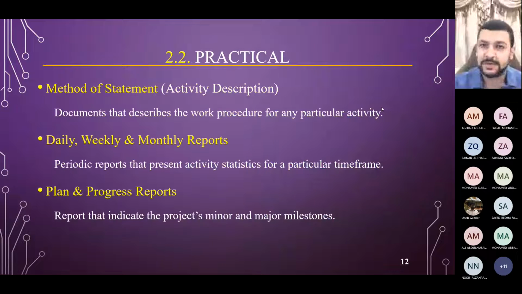And to move to the second classification of technical communication writing, which is, let's say, our practical work, our field as a civil engineer, these are some of the documents that have passed through on and on throughout my years of working as a contractor in construction. For instance, you have the method of statement, which is basically a document that states how the work procedure of any activity you're going to do happens.